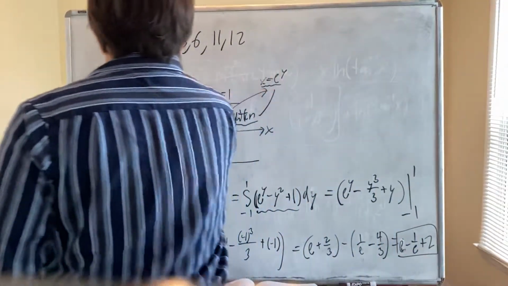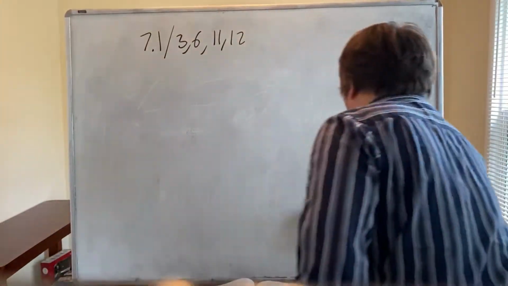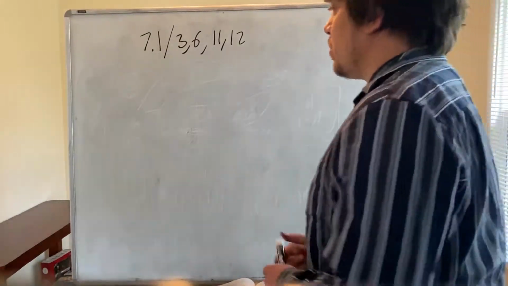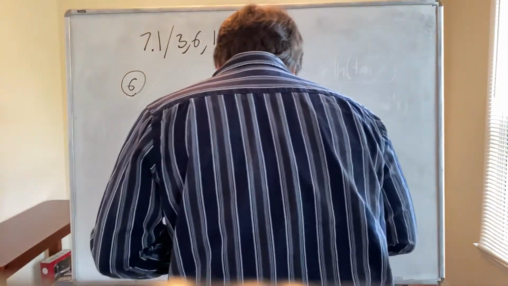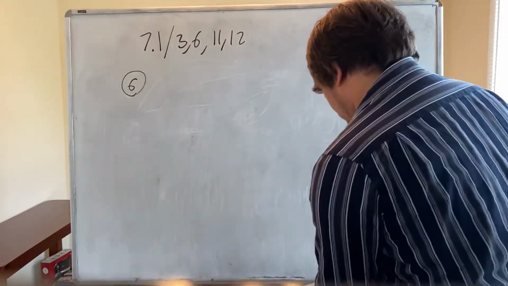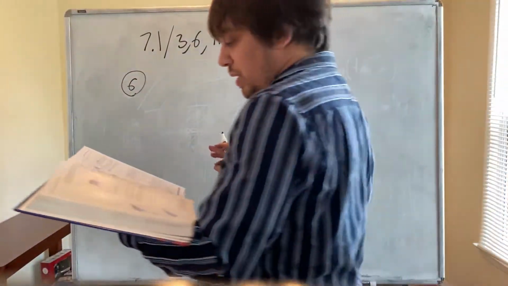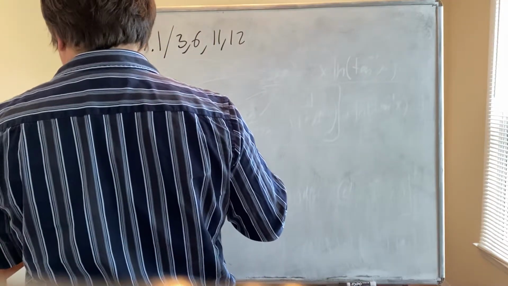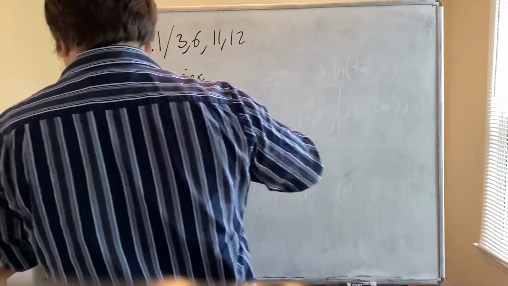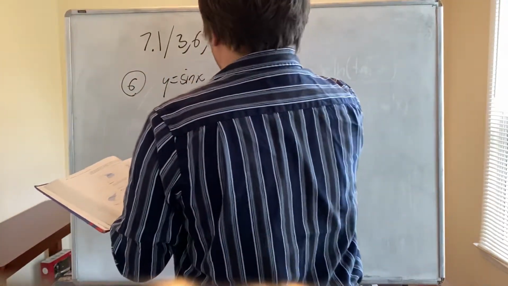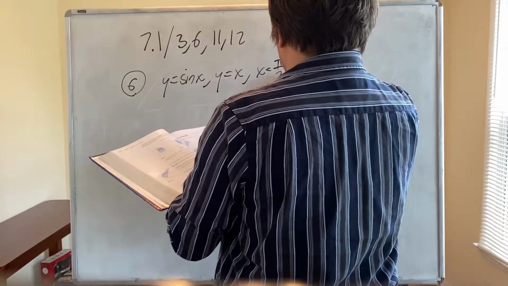Okay, next one. Number 6. Sketch the region enclosed by the given curves. Decide whether to integrate with respect to x or y, draw a typical approximating rectangle, label its height and width, and find the area of the region. So you have the book there. You have y equals sine x, y equals x, x equals pi over 2, and x equals pi.